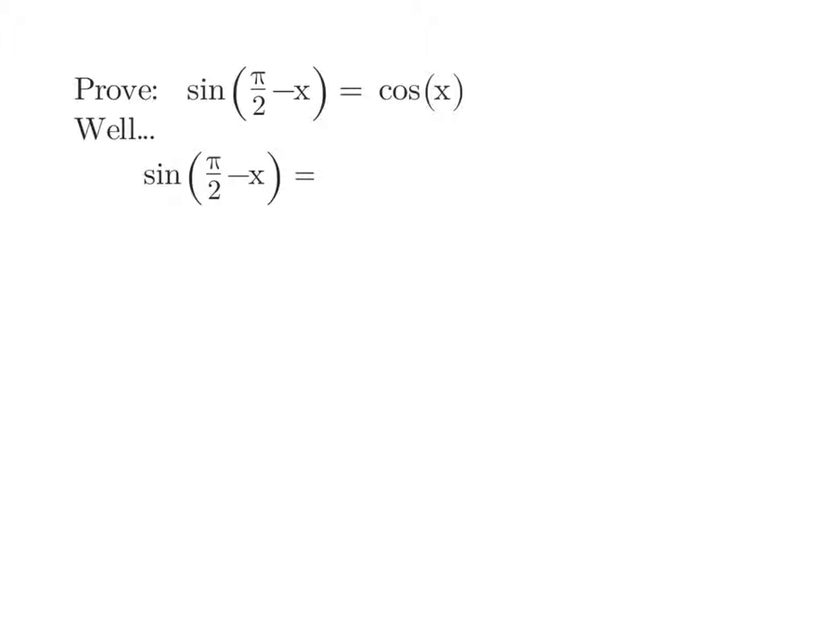A very similar one is proving that the sine of pi over 2 minus x is equal to the cosine of x. And we're going to do that in the same way using that difference identity, that sine of pi over 2 minus x, that's a sine cosine, so sine of pi over 2, cosine of x, minus cosine sine, cosine of pi over 2, and sine of x.